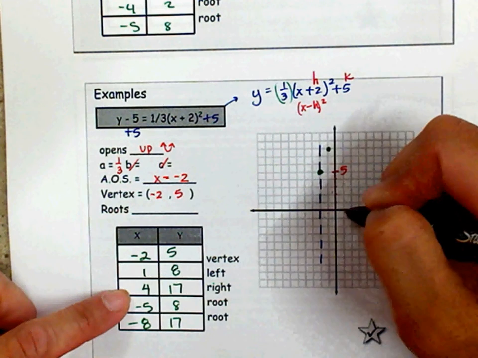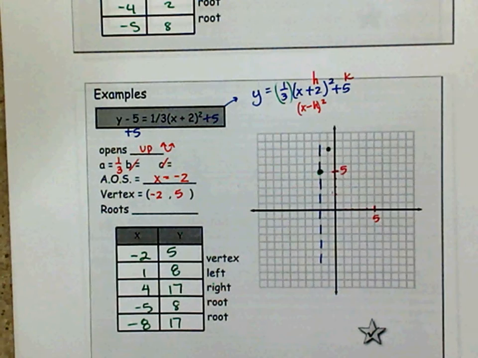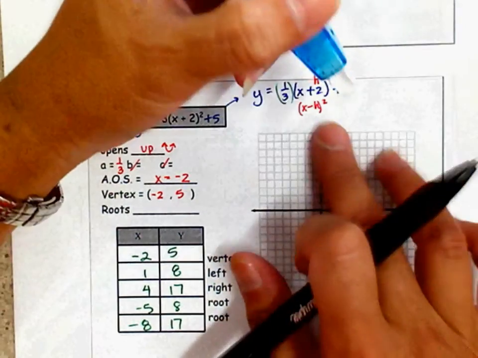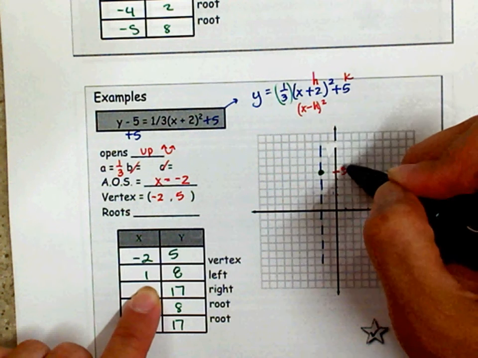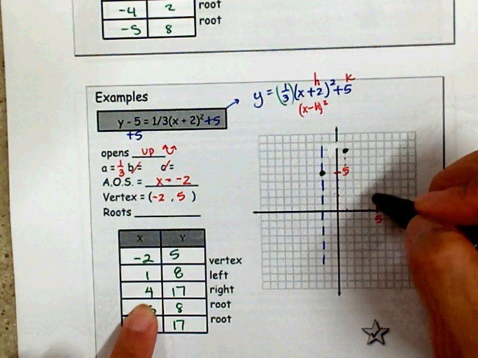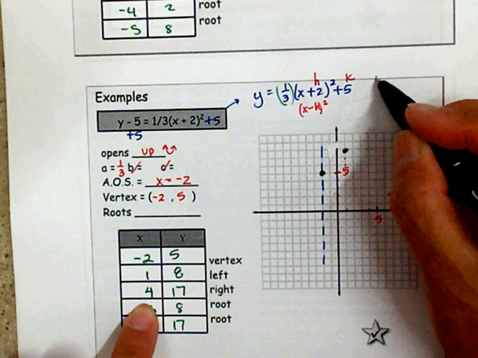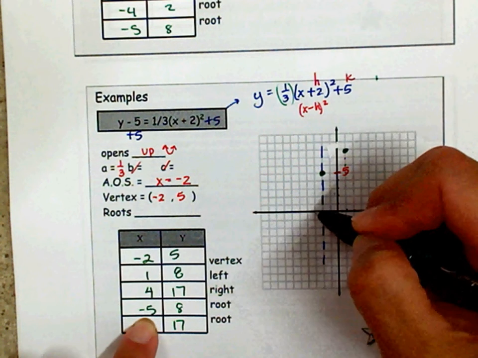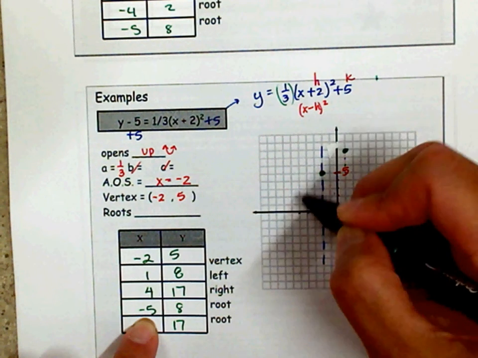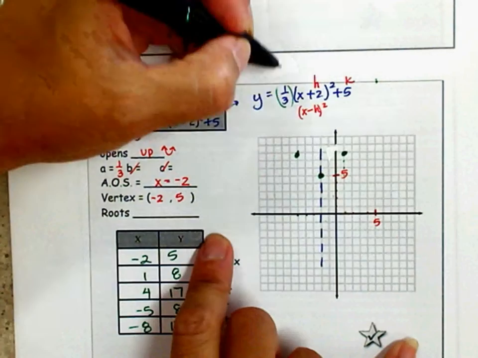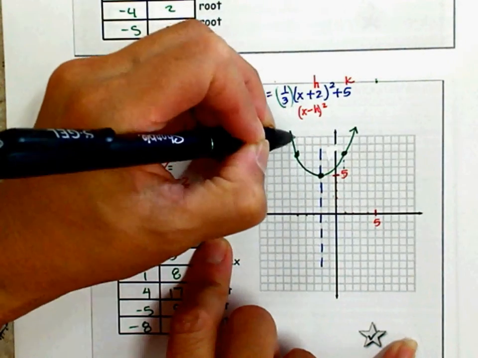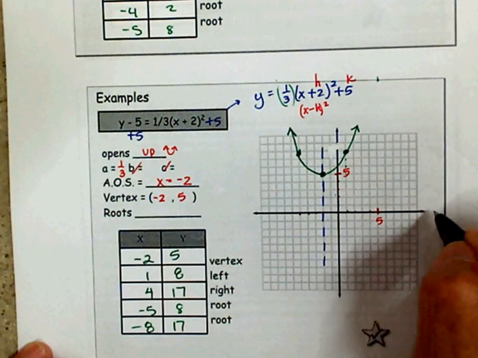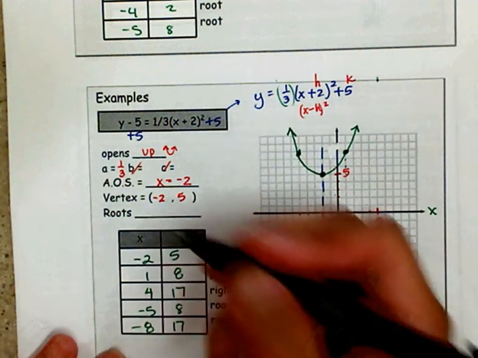I beg your pardon. Let me erase that real quick. 1, 8. 5, 6, 7, 8. Good. 4, 17. So it's way up here somewhere. -5, -3, -4, -5, and 8. So it kind of gives you a shape. The other one's way up here somewhere. And there you have it. Did it ever cross the x-axis? Since it doesn't, it has no root.